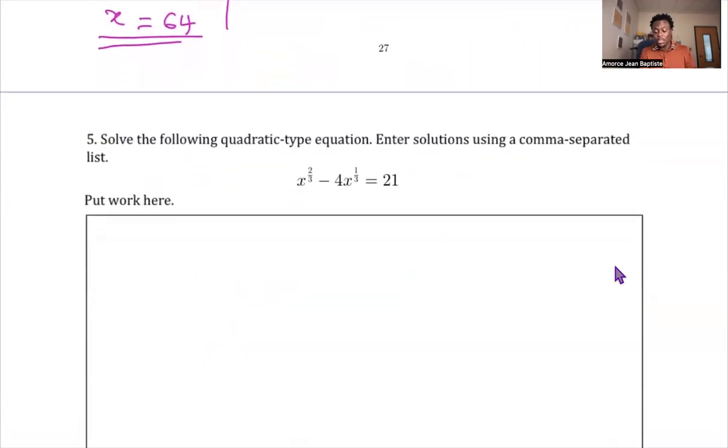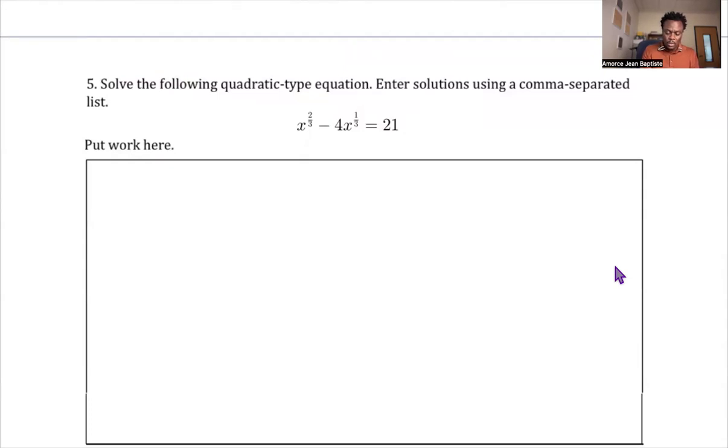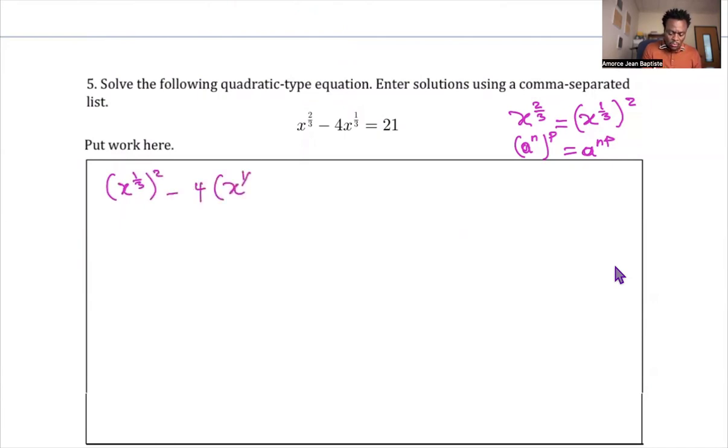Okay, next. This one also is weird, but one thing we know is that if we have x to the 2/3 power, it equals x to the 1/3 power raised to the second, because when we have a to the power n raised to the power p, it equals a to the power n times p. So these two are the same, and we can rewrite the equation as x to the power 1/3 squared minus 4x to the power 1/3, and then we subtract 21 on both sides, minus 21 equals 0.